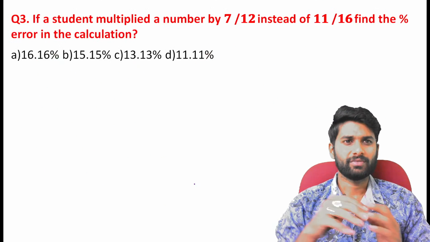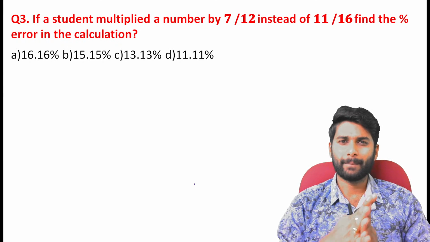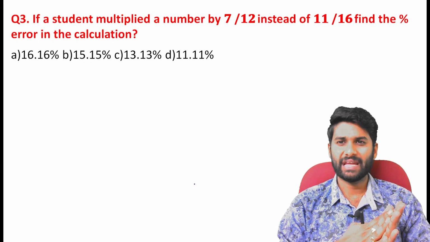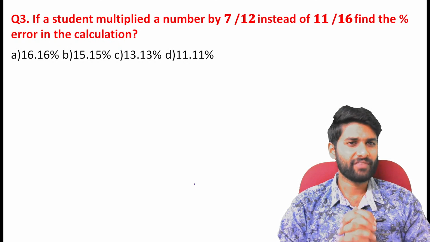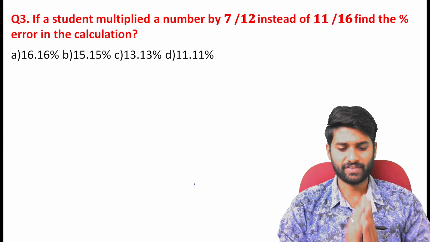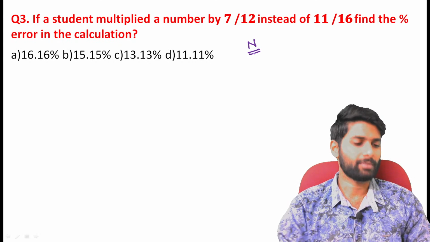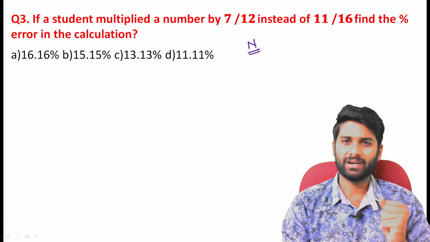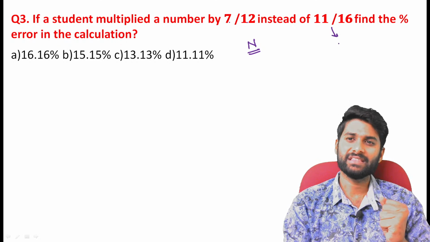Now we'll go to question number 1. Now see, here the question. If a student multiplied the number by 7 by 12 instead of 11 by 16, find the percentage of error in the calculation. So how do we solve these types of questions? First of all, we don't know the number, point number 1. And he multiplied by 7 by 12 instead of 11 by 16, which means 11 by 16 is the original multiplier.